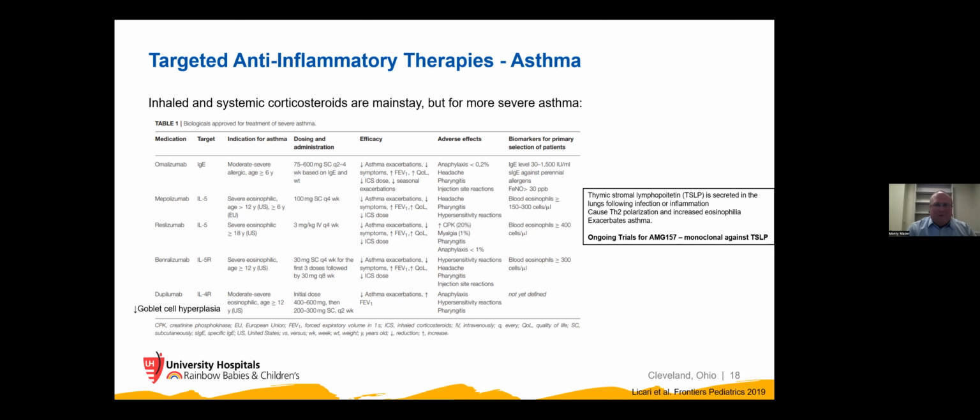There's also another biologic therapy that blocks thymic stromal lymphopoietin, which is secreted during an asthma exacerbation, and that's also undergoing clinical trials to try to block that process, which is the allergic asthmatic process, as opposed to the hyperinflammatory process of infections and injuries.